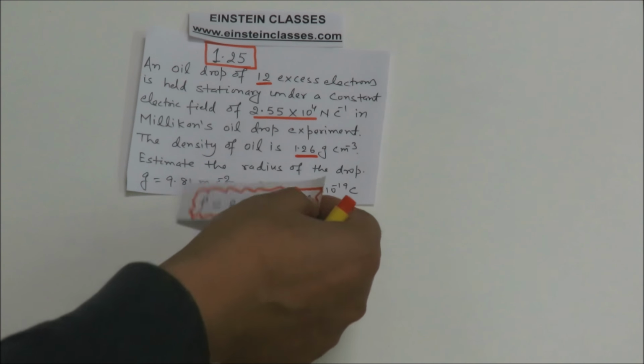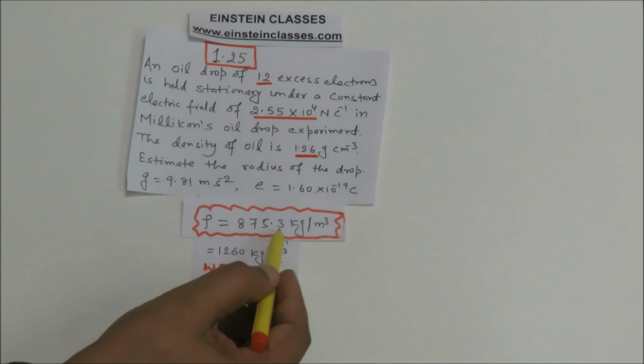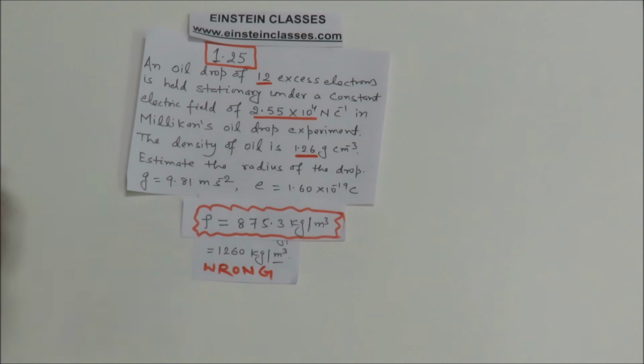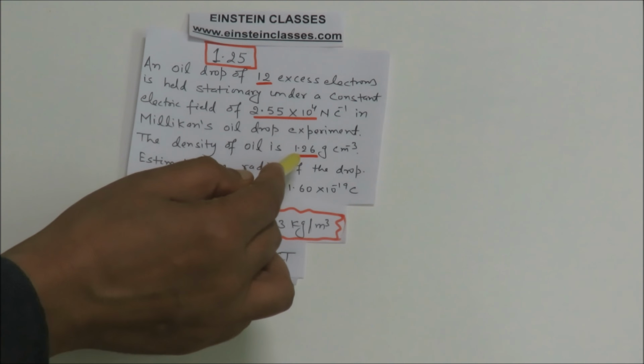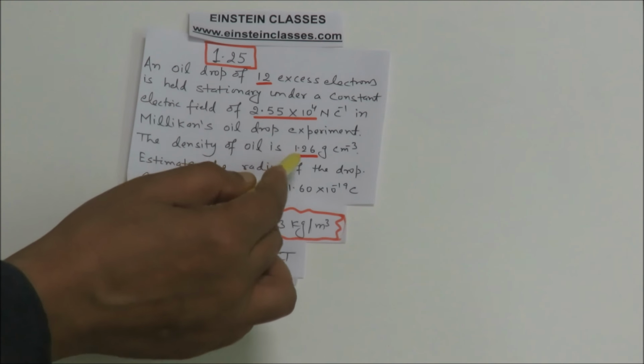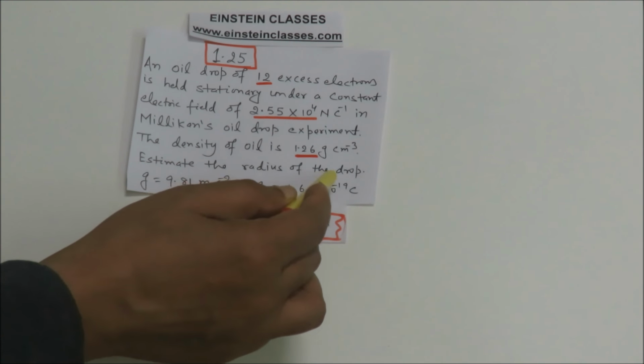The correct density of oil which can be taken will be 875.3 kg per cubic meter. This one is the correct density of oil. I am going to take the density of oil which is given in the problem, although it is wrong. What is the problem? We have to estimate the radius of the drop.